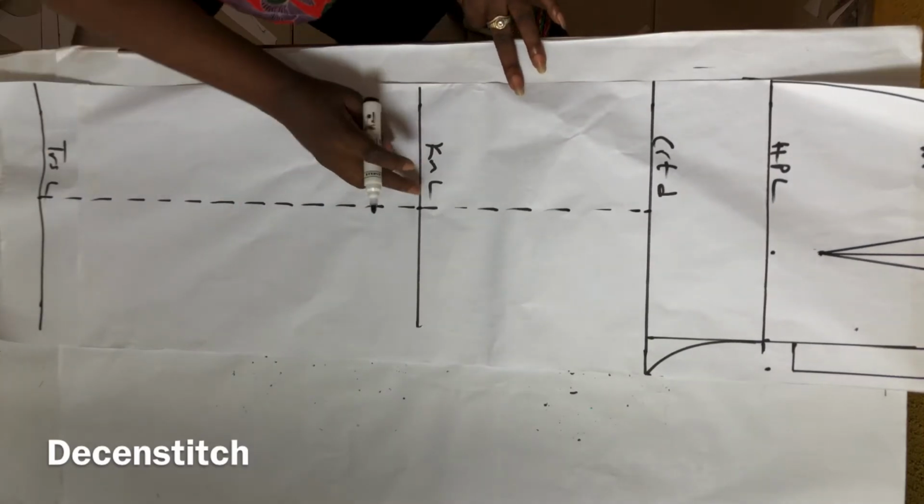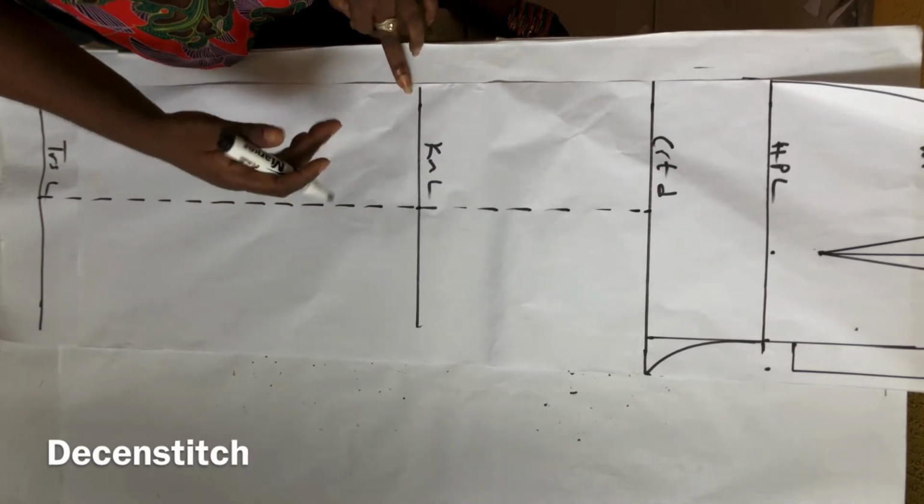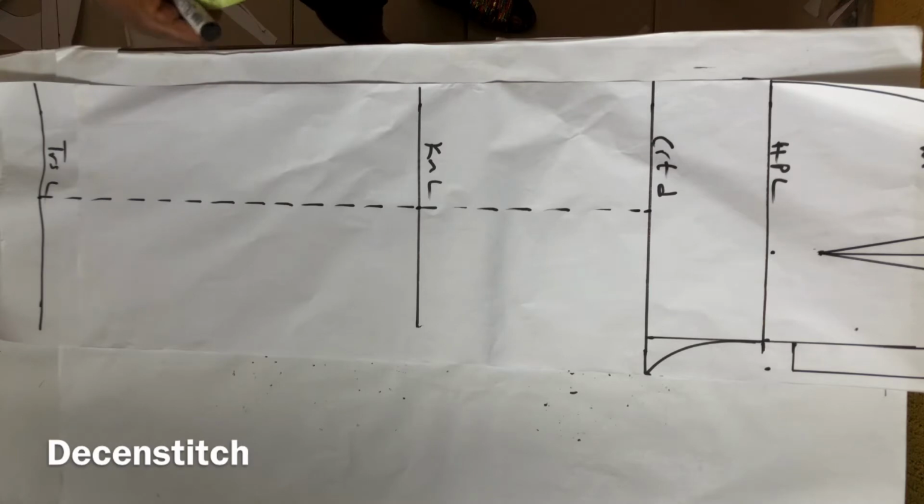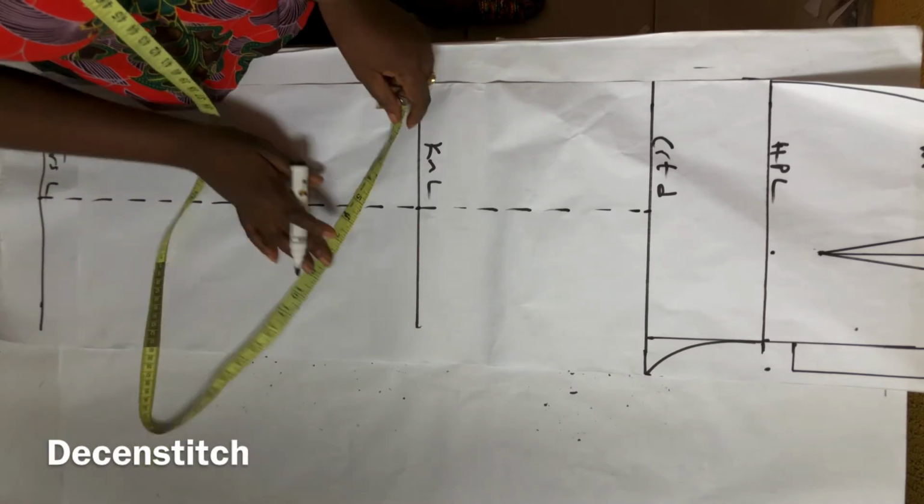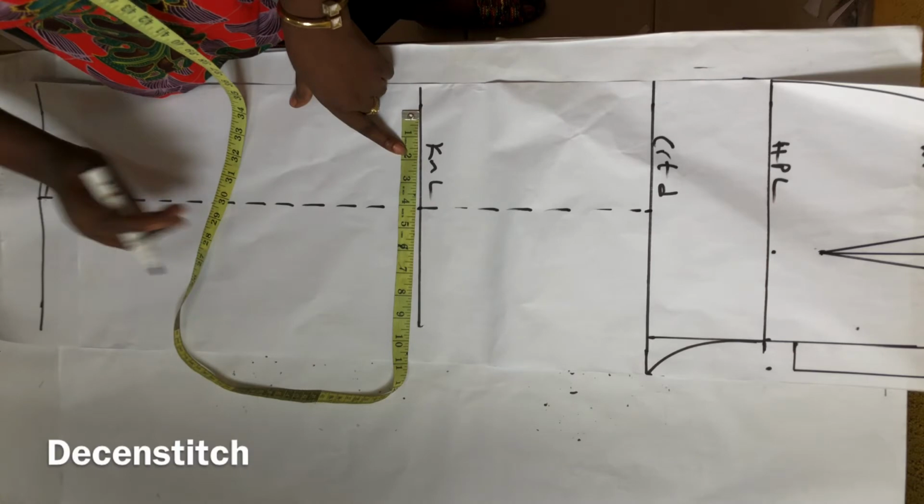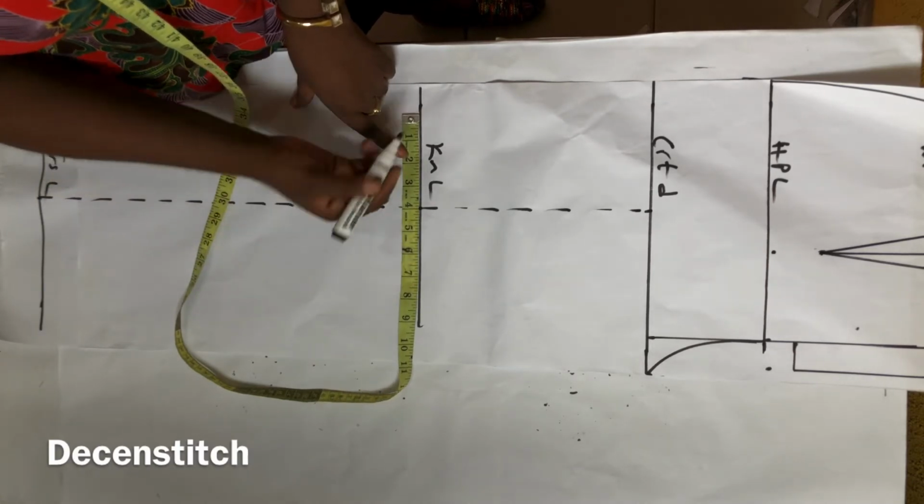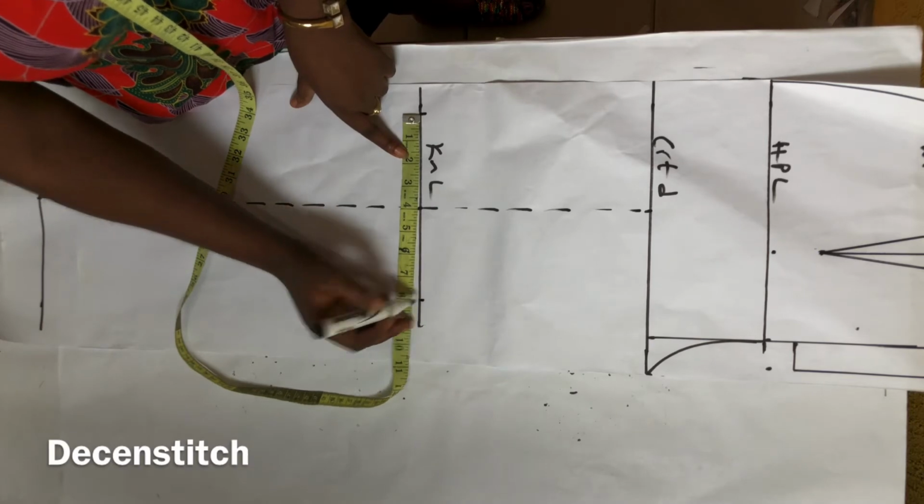On the knee length line, I'm going to get my round knee, which is 8 inches. That 8 inches, I'm going to divide it into 2. That is the purpose of this midline. I'm going to divide it into 2. I'll put 4 inches on this side and 4 inches on this other side.